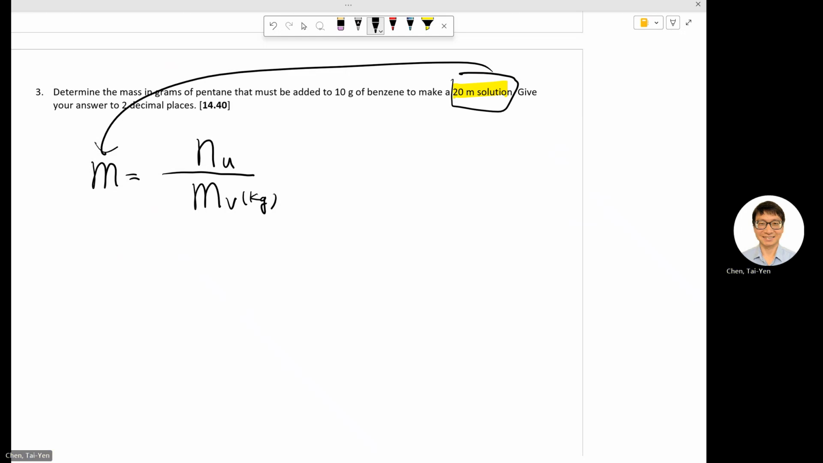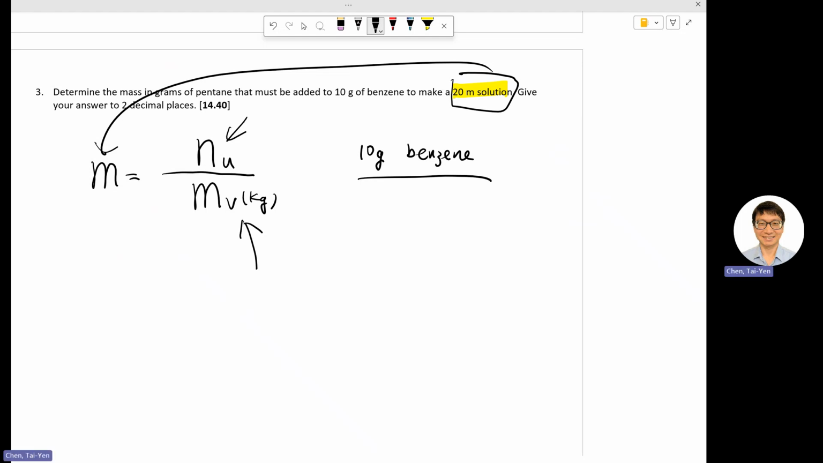Then what information can you know when you reread the question? Apparently, you need to know this. 10 grams of benzene. So what is your benzene, solvent or solute? Solvent. Can you see that benzene is the solvent?